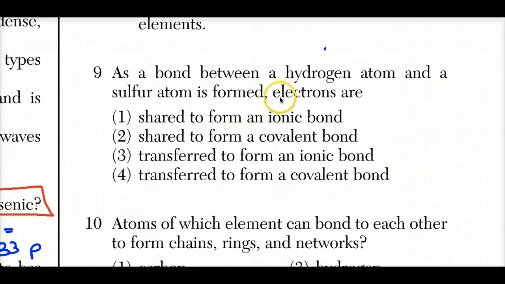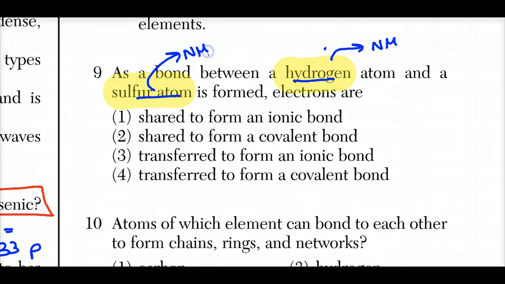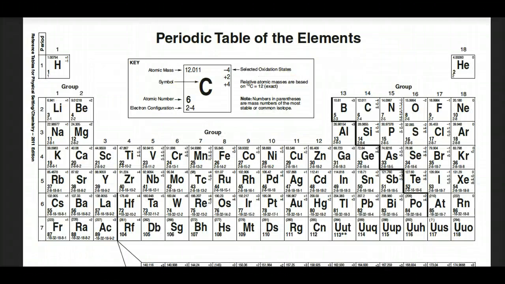As a bond between a hydrogen atom and a sulfur atom is formed, electrons are. Okay, let's evaluate what type of elements these are. Hydrogen and sulfur. Are these metals or nonmetals? Well, hydrogen is a nonmetal, and sulfur is a nonmetal. Let's go to the periodic table so we can understand how we can differentiate between metals and nonmetals. All right, so in this area is our nonmetals.